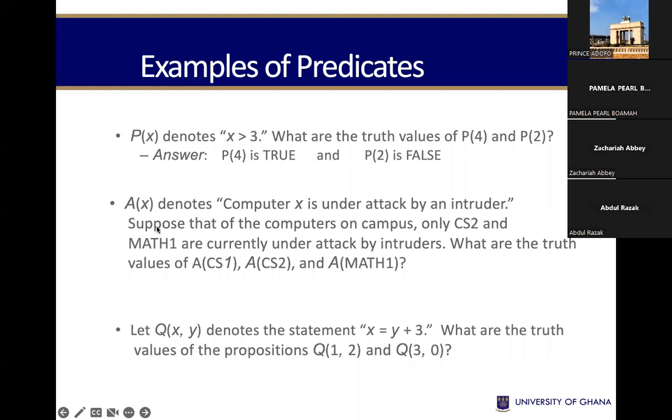All right. Suppose that of the computers on campus, only CS2 and Mat1 are currently under attack by the intruders. Then we can ascertain the true values, meaning finding out whether it is true or false, or valid or invalid. So we want to find the true value of ACS1, ACS2, A Mat1. When you talk of ACS1, who can tell me the true value of ACS1?